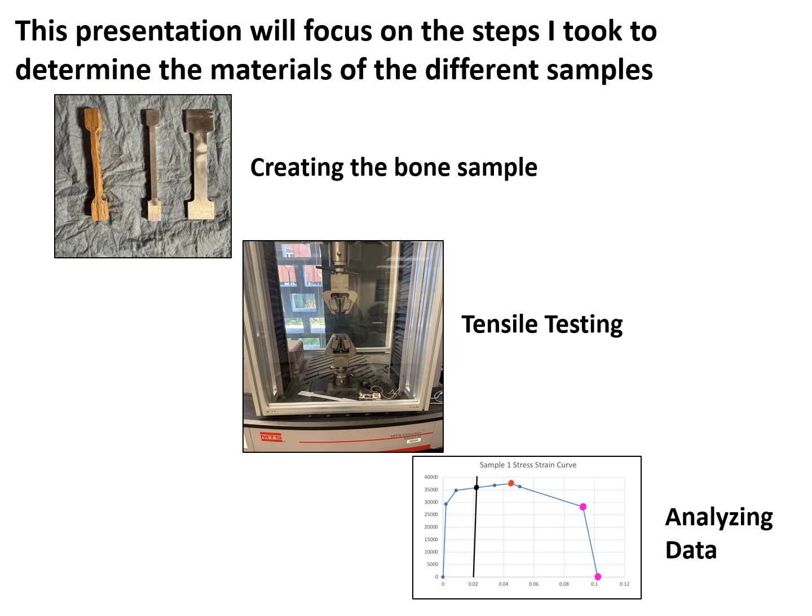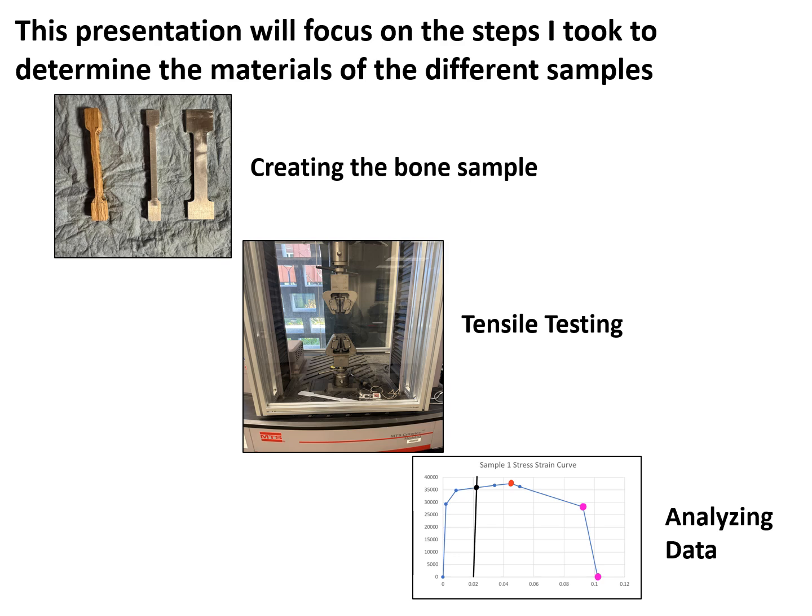Through this presentation, I will focus on the steps I took to determine the materials of the samples I gathered. I'll first discuss how and why I created a bone structure for my different samples. Then I'll move on to how I gathered the necessary data of the samples to determine the mechanical properties. Lastly, I'll discuss how I analyzed the data of the different tests to determine what the material was of the different samples.